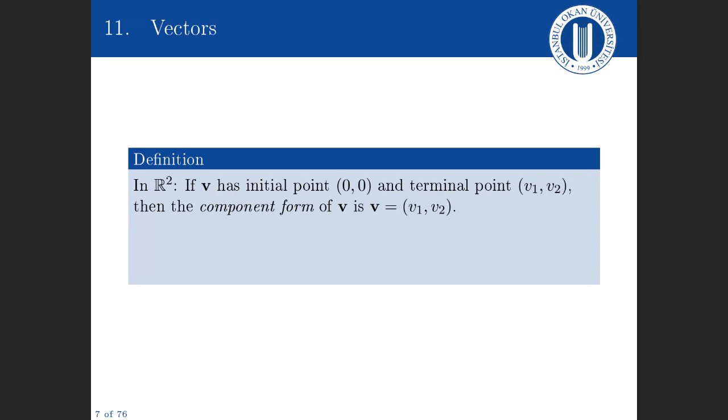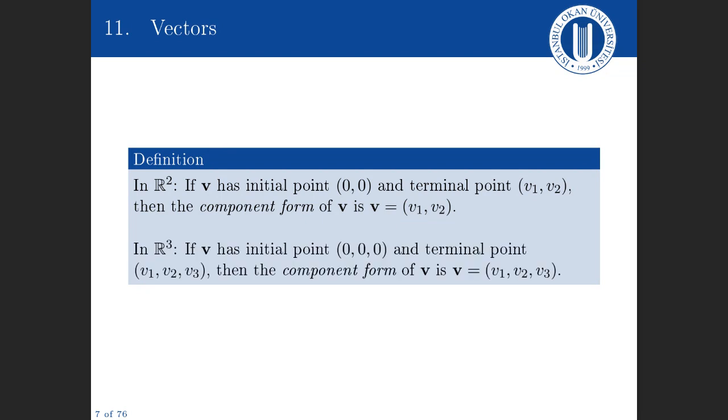We're going to be talking about vectors in both R2 and in R3. In R2, first of all, if a vector v has initial point 0, 0 and terminal point v1, v2, then the component form of v is open bracket v1, comma v2, close bracket. We can do the same thing in R3. If we're in three-dimensional space, if we have a vector with initial point 0, 0, 0 and terminal point v1, v2, v3, then the component form of v is v1, v2, v3.